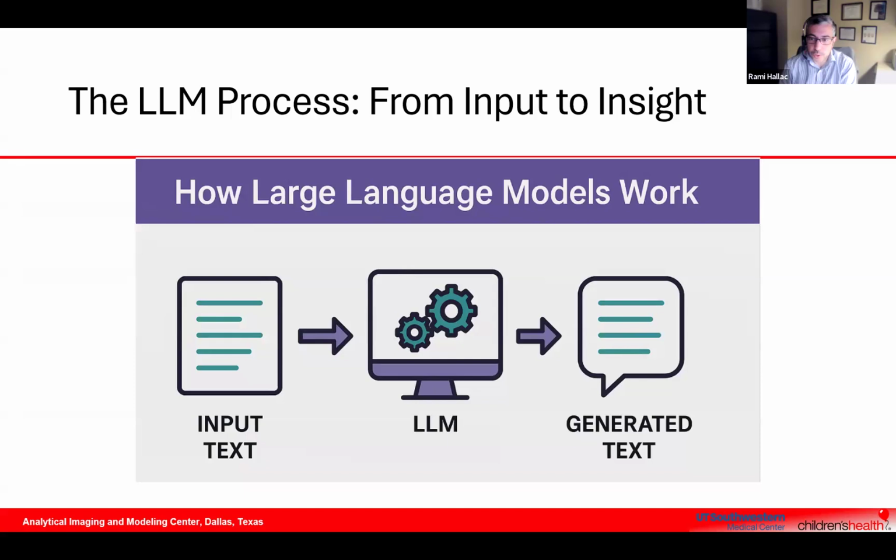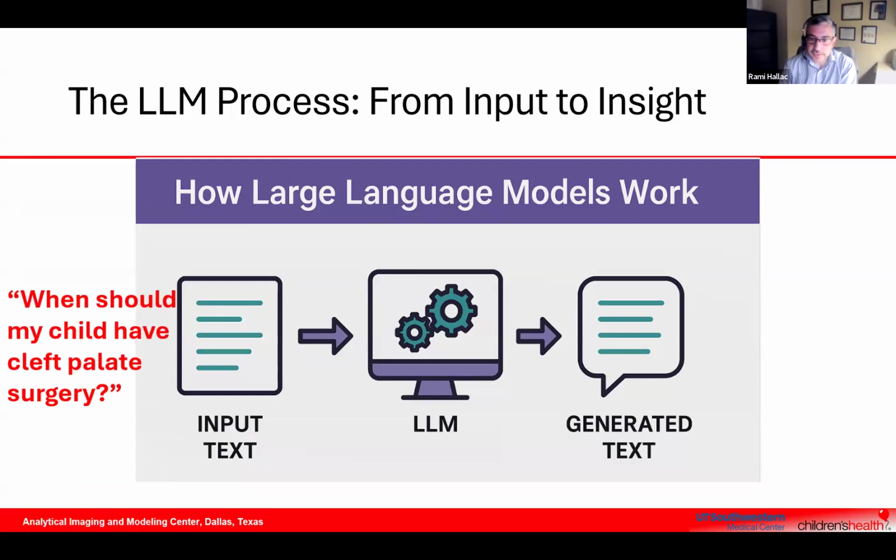It all starts with an input, which is simply the question or prompt from the user. This might be something like, when should my child have cleft lip surgery? That input is sent to the large language model, which is a type of AI trained on massive amounts of language data. It doesn't search the web or pull from a single database. Instead, it analyzes the structure and meaning of the question and generates a response based on the patterns it has learned. Finally, the model produces generated text that is clear and relevant to the user's question. This process happens in seconds and allows patients and caregivers to get understandable information on demand.